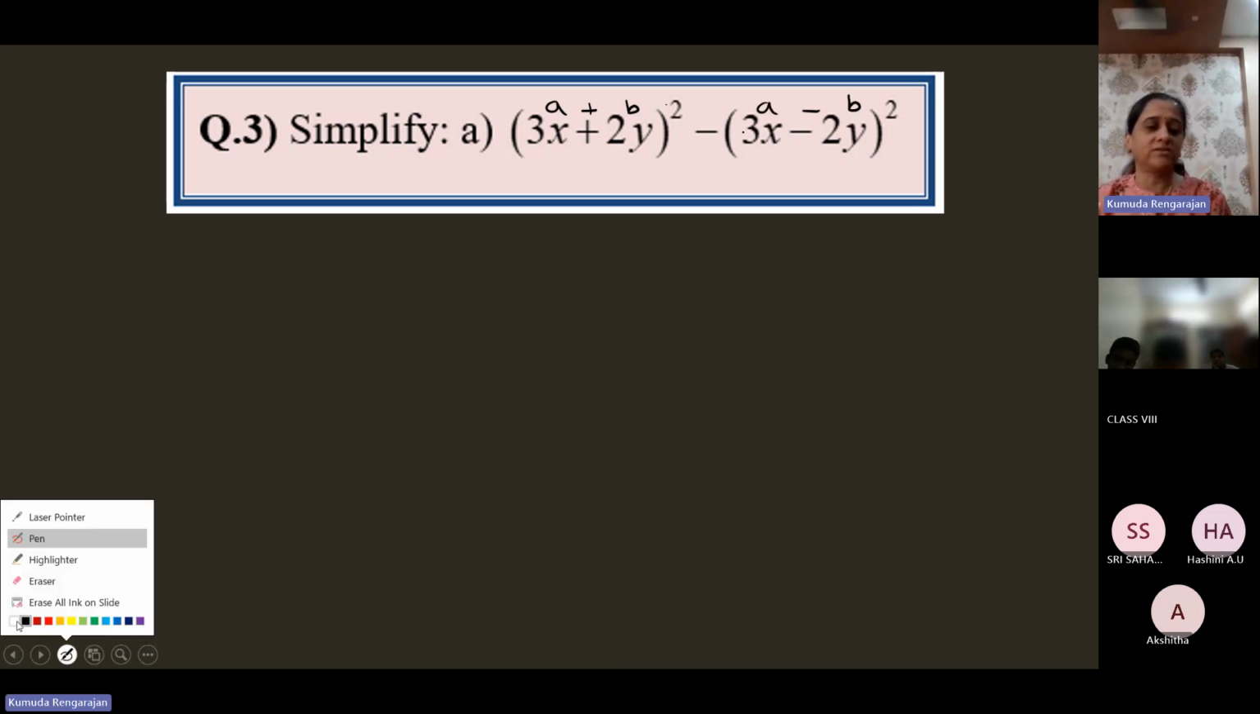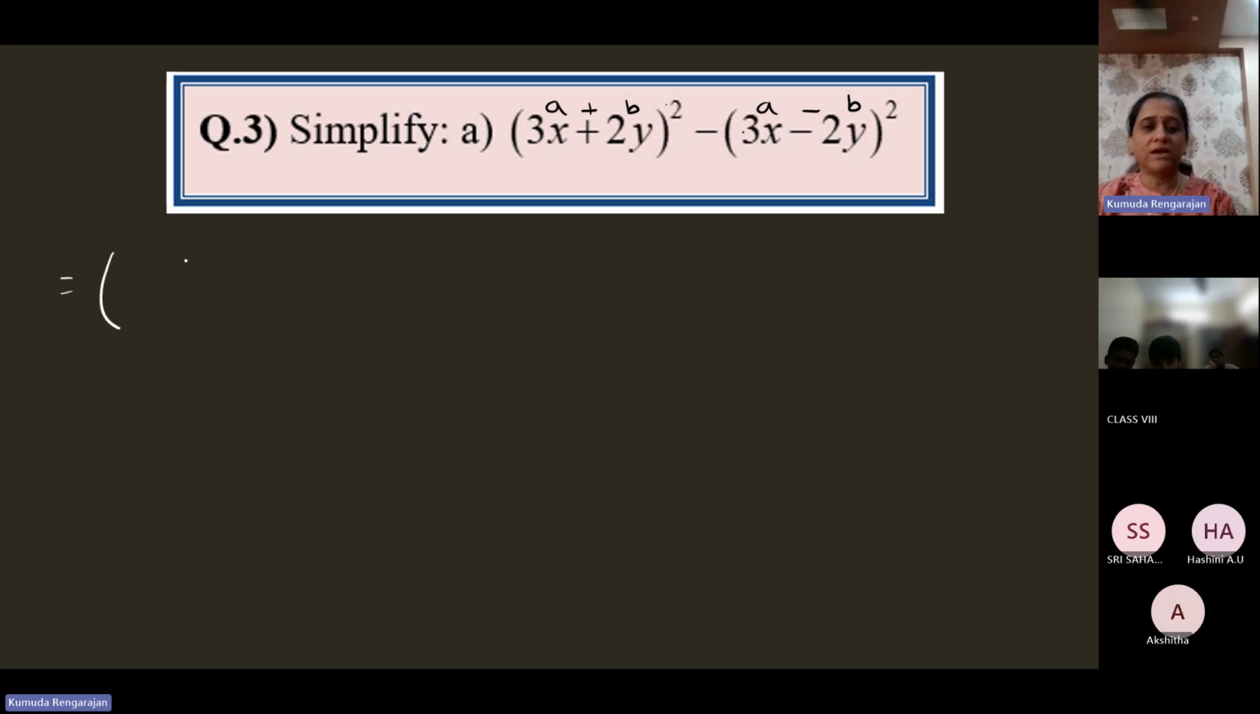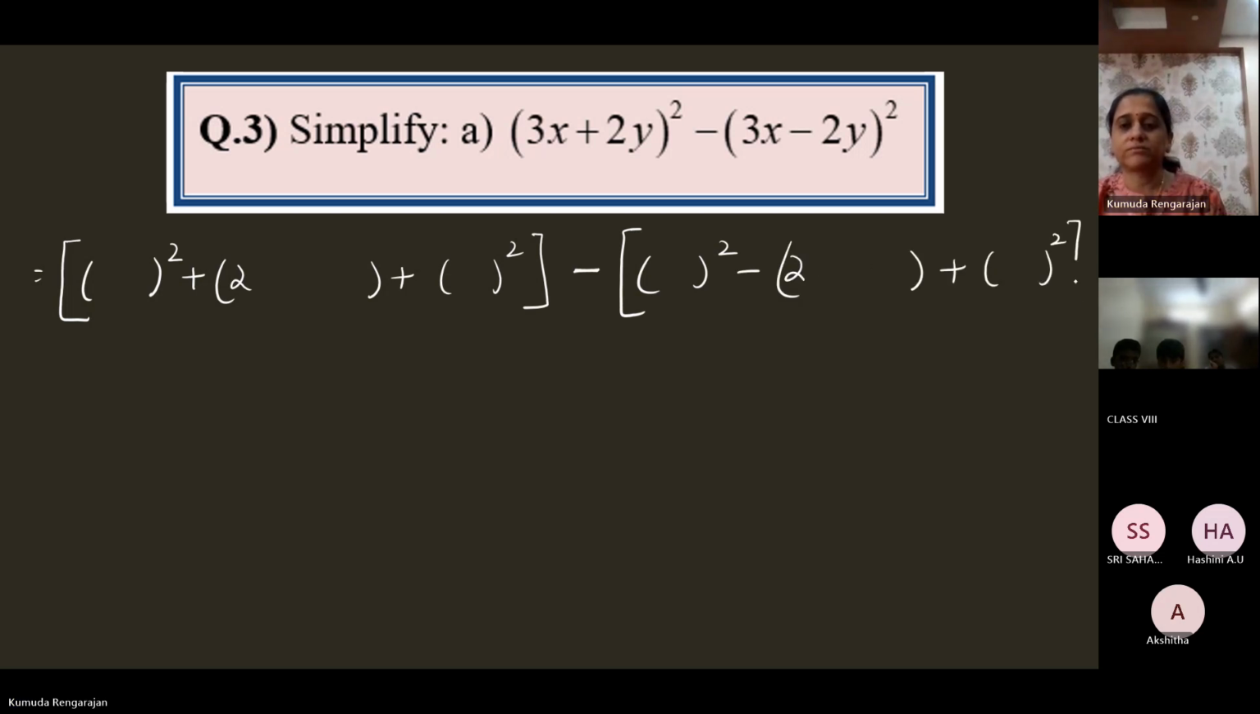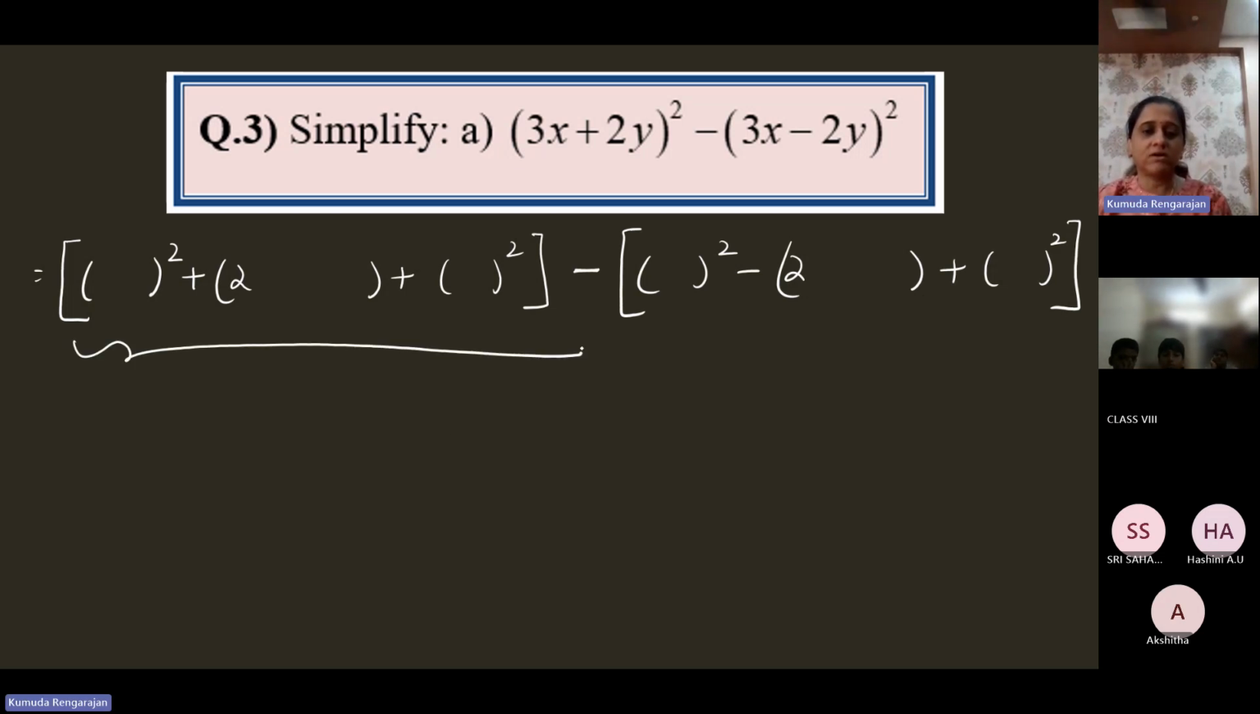So let's expand using the identities. The first bracket, when you expand, see here. If you want to feel very comfortable, use empty brackets. A squared plus 2 into a into b plus b squared, minus a squared minus 2 into a into b plus b squared. This is for the first expression, 3x plus 2y the whole square. Then that minus sign. Then this is for the second expression, 3x minus 2y the whole square.